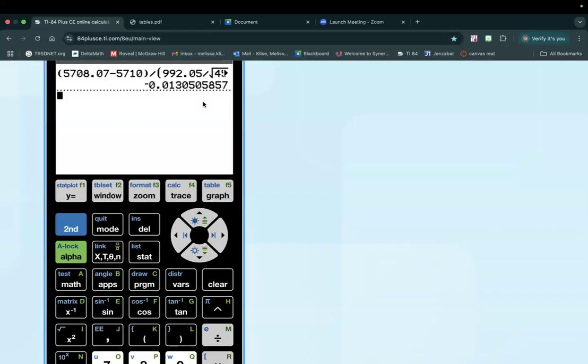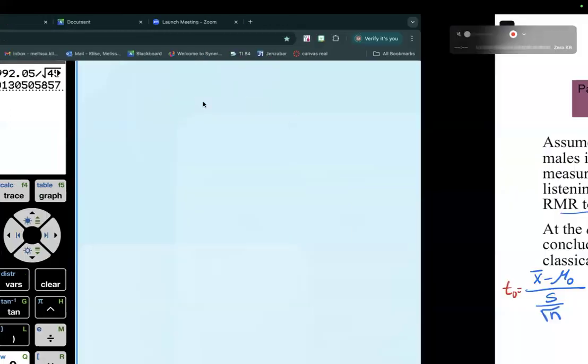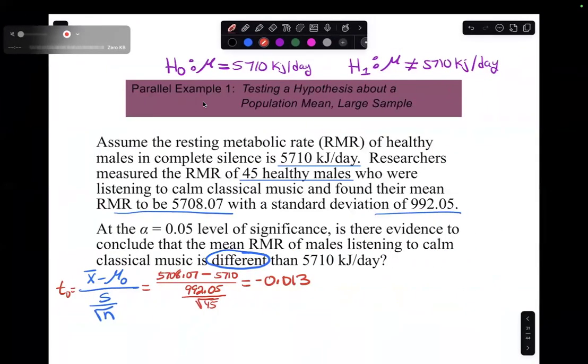I bet you can guess what's going to happen here, because remember that test statistic is a z-score. So a z-score that is really close to 0 means I'm sitting right next to the mean. I'm probably going to fail to reject, but we don't know for sure yet. That probability is probably going to be pretty high. Okay. So here's where I am right now.